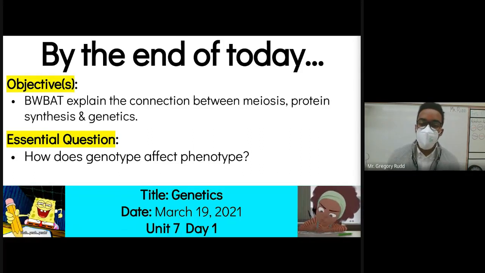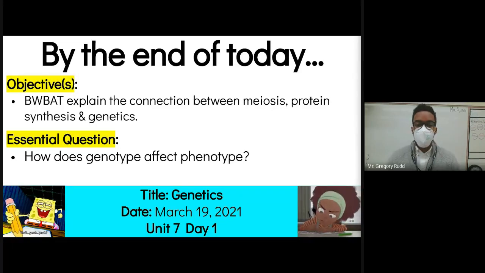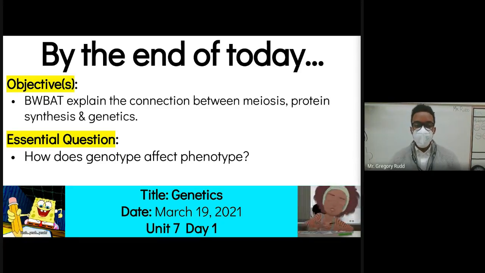So today we're just going to talk about an intro to genetics. Today is March 19th, 2021. Thank God it's Friday. And it's the first day of our 7th unit. The objective today is to explain the connection between meiosis, protein synthesis, and genetics. And the essential question that we seek to answer: how does genotype affect phenotype?